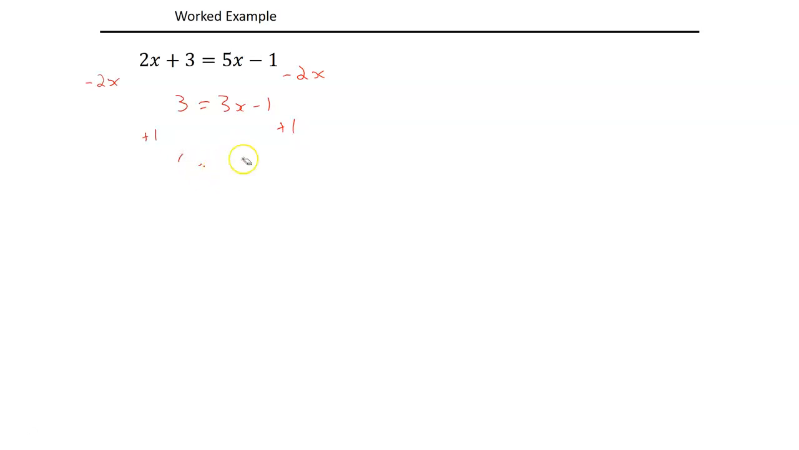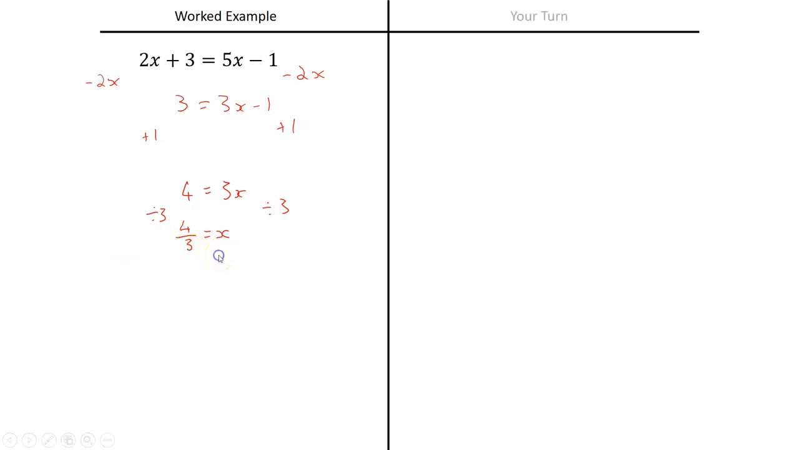That's the section of my screen that doesn't work properly, so let's move it down slightly. Sorry, it's 4. And then divide by 3. And 4 divided by 3, that doesn't give me an exact decimal or a whole number, so I'm just going to leave it as a fraction like this. Pause the video while you have a go at this example.